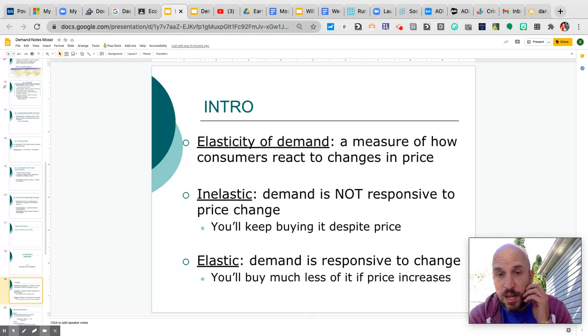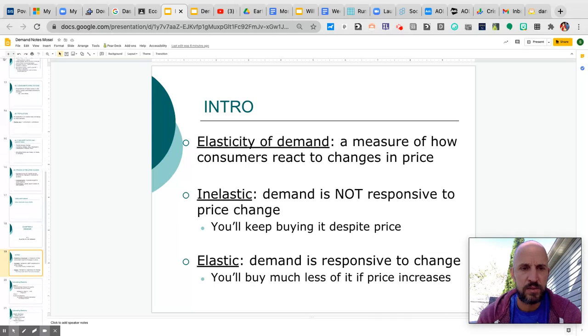Elastic, on the other hand, is when demand is responsive to change. So you'll buy much less if the price increases. That could be maybe our technology, could be anything that you really don't need, but if the price rises, you won't buy it anymore. But if the price is low enough, you'll still say, hey, I want to keep that. Okay. So that's an example of elastic.